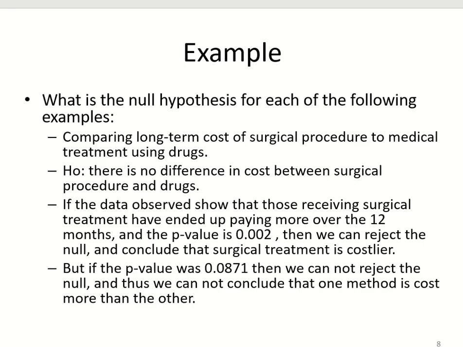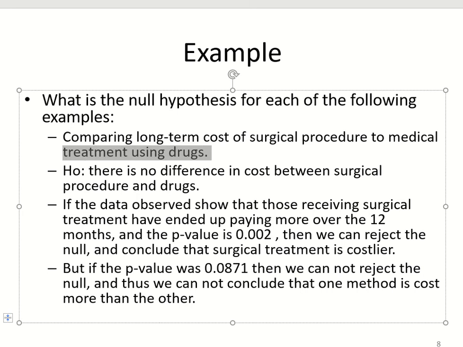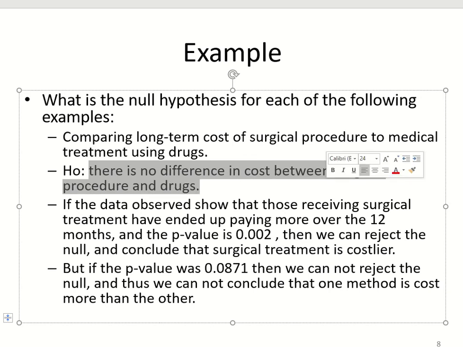Here's an example. What is the null hypothesis for each of the following examples? Comparing the long-term cost of a surgical procedure to medical treatment using drugs. The null hypothesis would be there's no difference in cost between surgical procedures and drugs. The null hypothesis always says there's no difference. There is no impact.